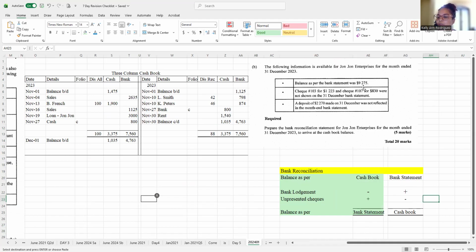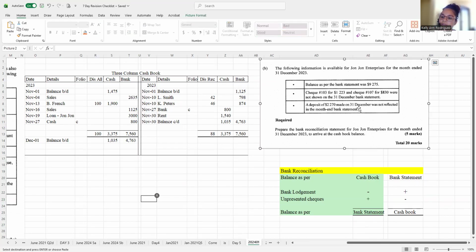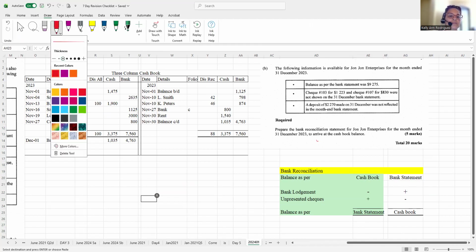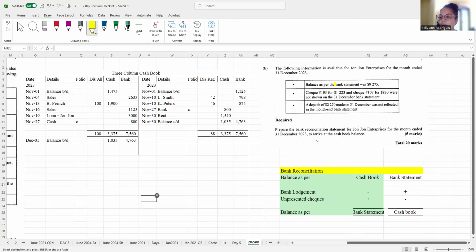Balance as per bank statement was 9,275. Did they say it was a credit balance? No. If they didn't say it was a credit balance or an overdraft, but they just give you a bank balance, it means to say it's a positive balance that you have. So the balance that they give you to work with is your bank balance. So you're working with your bank statement balance of 9,275. You're doing your bank reconciliation statement to arrive at your cash book balance.